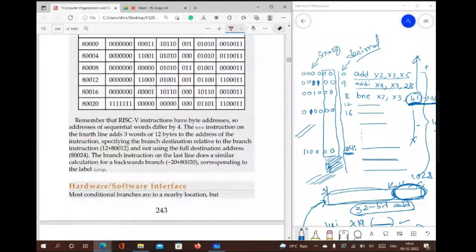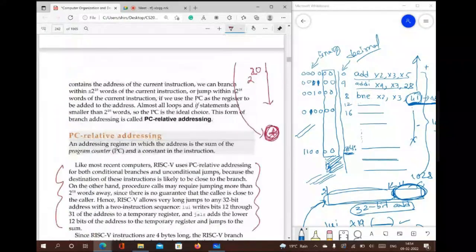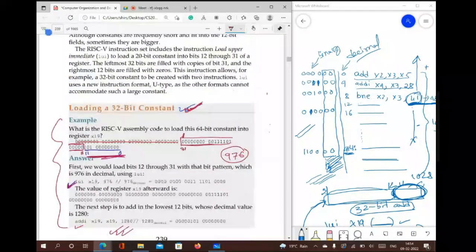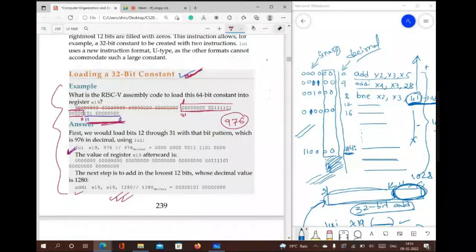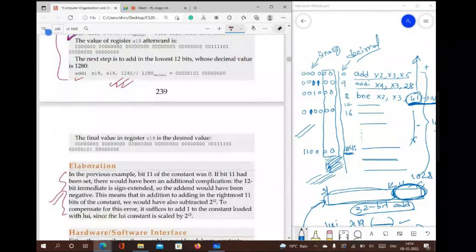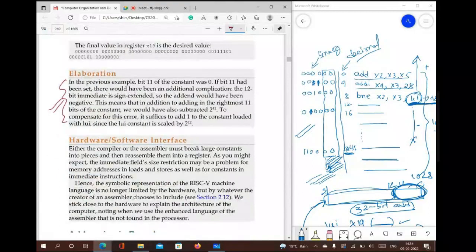So if I quickly scroll down through what I've explained today, I first explained how you can load a 32-bit constant into a register using LUI and ADDI. And I said that you should also check how you can load a 64-bit constant using LUI and any other instruction that I have discussed in class. And also I said that if in LUI bit number 11 is 1, then how to handle the problem, that also you need to understand by yourself.